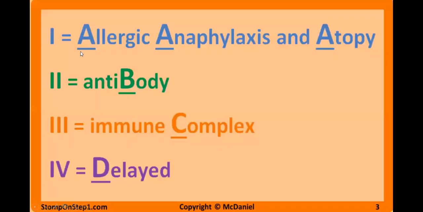But if you don't remember how each one acts, all the cells are the same, but how can I remember type 4? You can use ACID, ABCD. In type 1, A: anaphylaxis, allergy and atopy. Type 2, classical antibody, B. Type 3, immune complexes, C. Type 4 is delayed, D. ABCD. Based on that, you can work through your conceptual understanding.